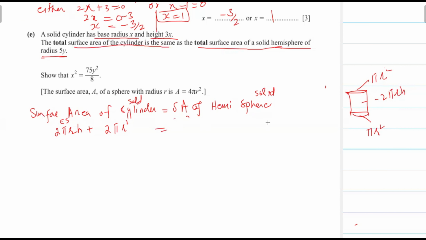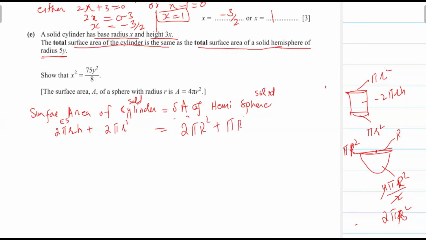Next, the hemisphere, surface area of solid hemisphere. The curved surface area of the hemisphere is 4 pi R squared over 2, and this will be equal to 2 pi R squared. But the top of the surface is circular. Therefore, we write the area of this top is pi R squared. Therefore, we can write this as 2 pi R squared plus pi R squared.